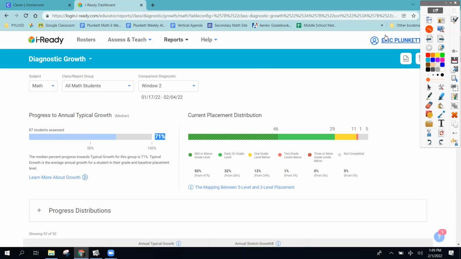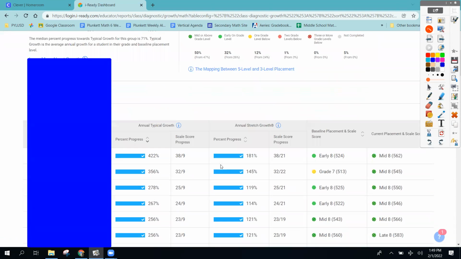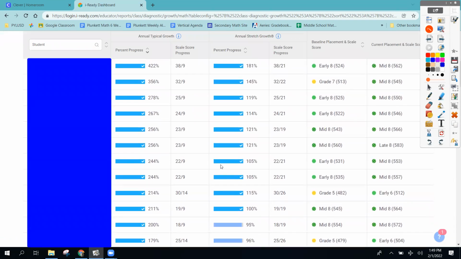national data. Now I'm going to hide the individual students because typically we're going to be looking at individual students here. And you can see that the student here has their annual typical growth column and their annual stretch growth column. Their baseline placement and scale score, this is their score in September on the diagnostic. Their current placement and scale score, this is their most recent diagnostic administration. Okay, annual typical growth, like I said, that is what that median growth is by grade level for all the students across the entire nation. And you can see that the amount that we should see annually is 9 points, a 9-point increase.